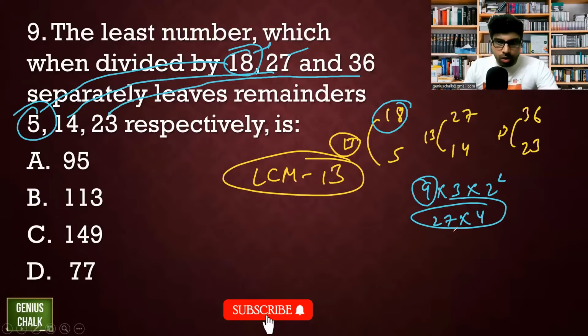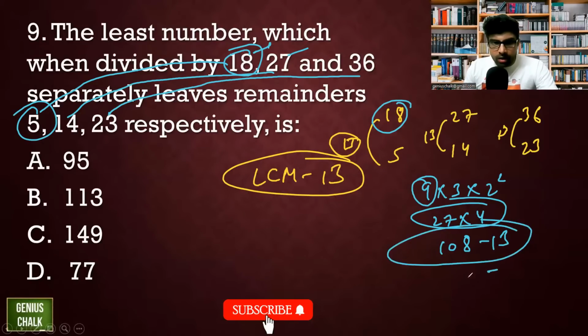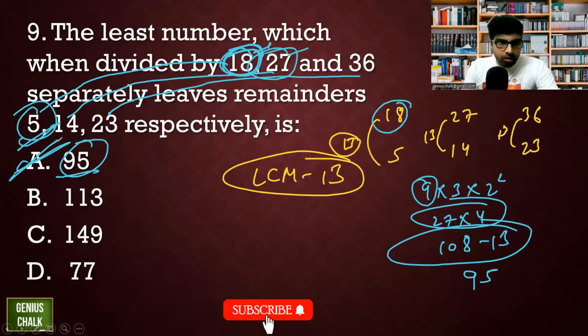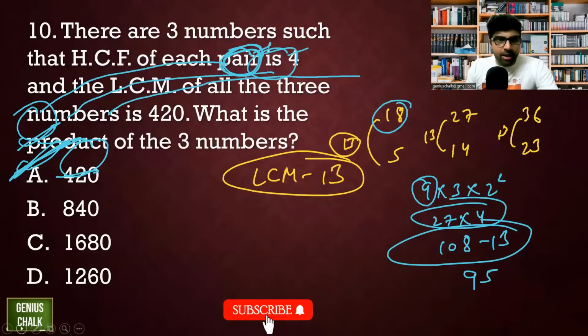We can solve it. So 27 fours are 108. 108 minus 13 is how much? 95. The first option is my answer. Or you can find another approach, that just check. 18 has 9, so just check whether 95 is divisible by 9. Yes, leaving remainder 5. Yes. Is it divisible by 27, leaving 14? Yes. So it will satisfy all of the options. That's why this is my correct answer.